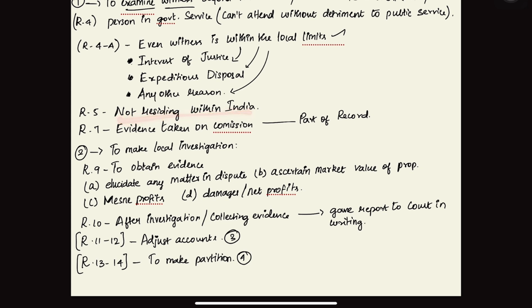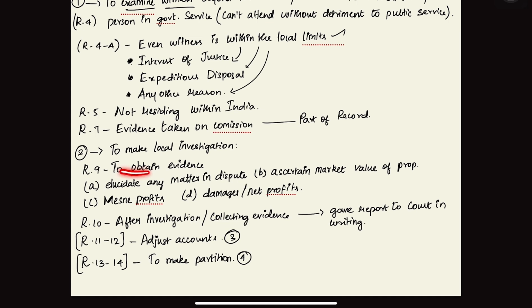When they are not residing within India, the commission can be issued to take evidence. The evidence that has been received by the commission will form a part of the record in the court, and it is not just examination of witnesses. The commissions can make local investigations as well.